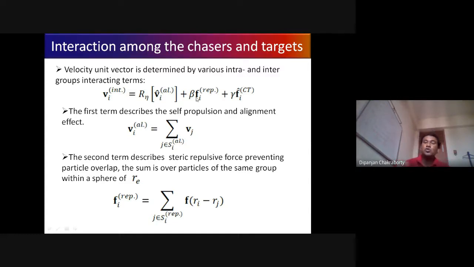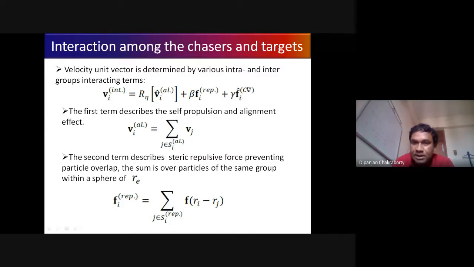There are two groups, right? One is the chaser group, and one is the escaper group. Each chaser will not collide with another chaser, and each escaper will not collide with another escaper. So that's why this steric repulsive force is introduced, which ensures that the particles will not overlap. And the third term is this.